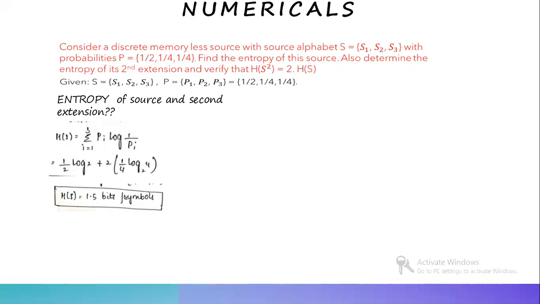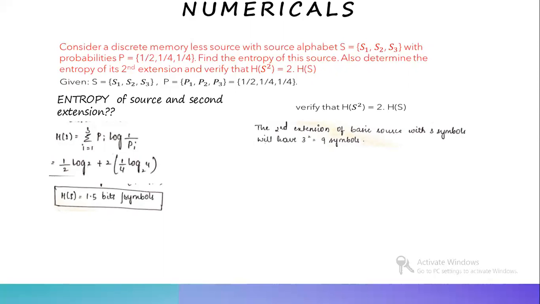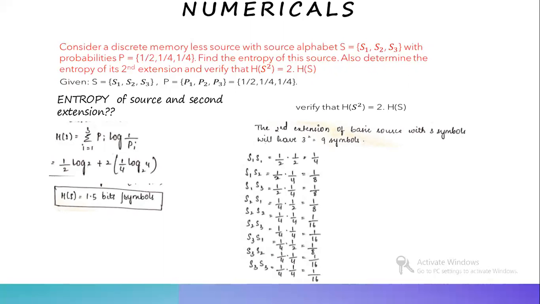Next, we'll see how to calculate the second extension of basic source with three symbols, and how to verify H of S square equal to 2 into H of S. As we have three symbols here, it will be the square of number of symbols. So 3 square will be 9 symbols. How will I calculate that? The probability value of S1 S1 would be half into half, it will be 1 by 4. Next is S1 S2, 1 by 2 into 1 by 4, so it will be 1 by 8. S1 S3, 1 by 2 into 1 by 4, again 1 by 8.